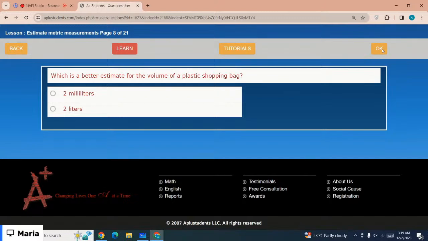Okay, the next one is which is a better estimate for the volume of a plastic shopping bag? 2 liters or 2 milliliters? Which is the correct option? Yes, the correct option is 2 liters, right? Because that is a shopping bag. So the correct option is 2 liters.